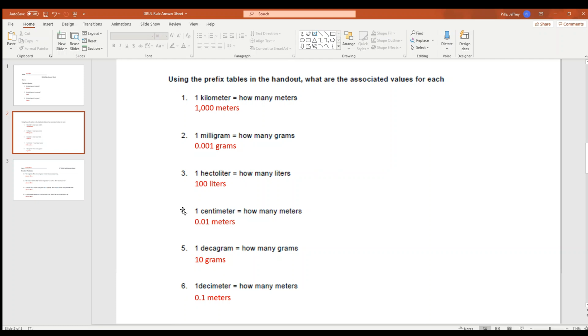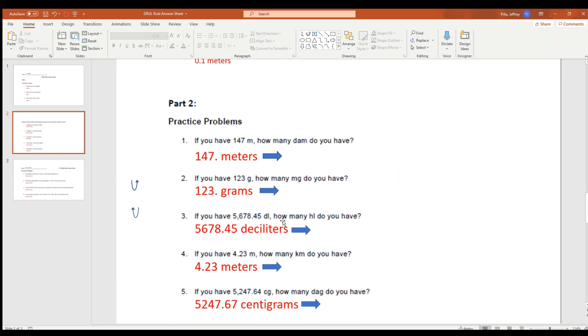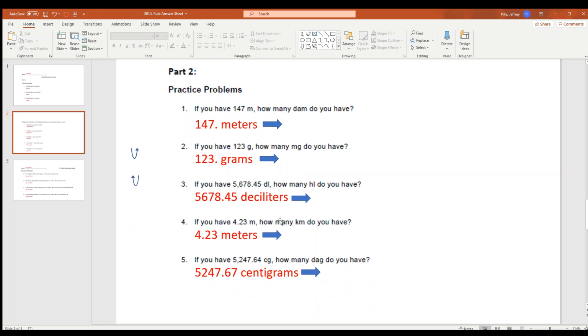So again, all I did to get these answers was use the notes. Just double check that table, look it over, and you'll see how I got these answers. So that's part 1. Now we're going to move on to part 2, practice problems. This is where we're actually going to put the DRUL rule into practice.